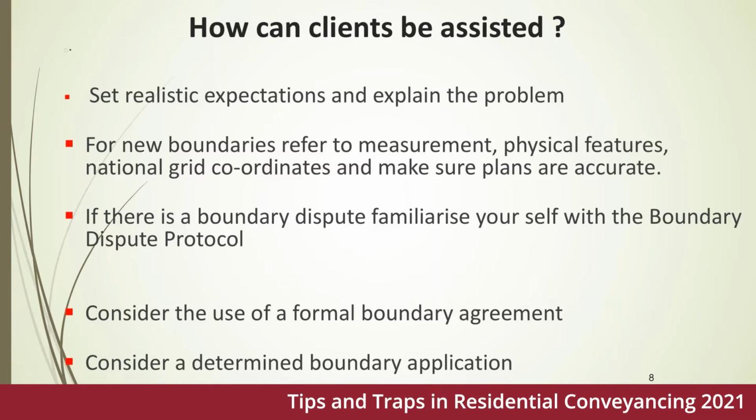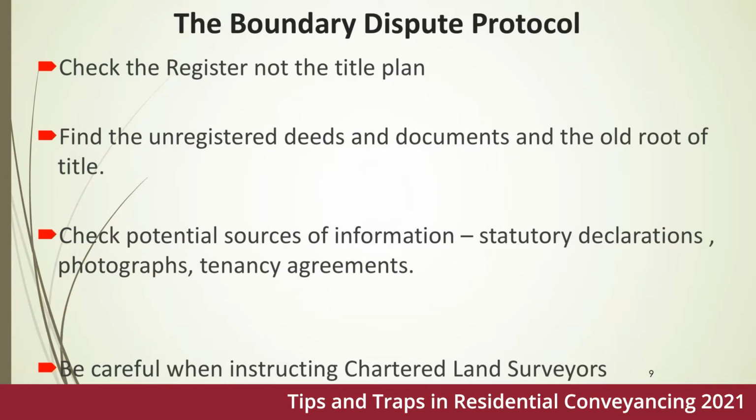Have a think about making sure that we agree with our neighbour or intended neighbour or future neighbour as to where the boundary will be, and enter into a formal boundary agreement or make a determined boundary application to the land registry. These are our magic fixes for the problem that I've just identified. The boundary dispute protocol emphasises a number of points when dealing with registered land. Check the register, not the title plan. Look for unregistered deeds and documents.